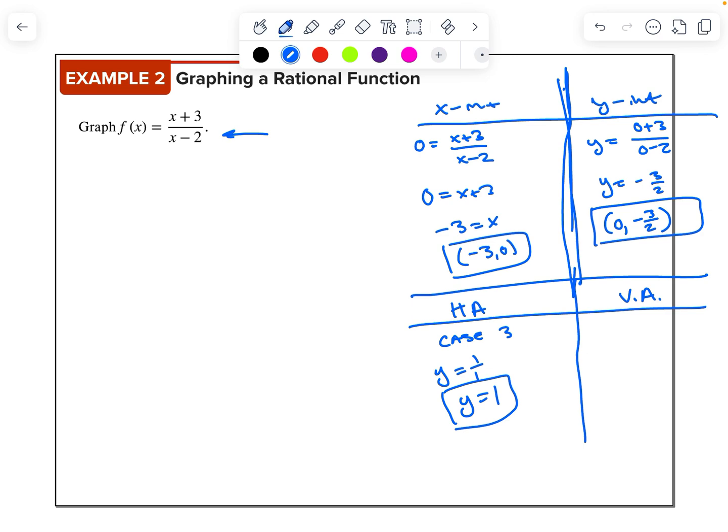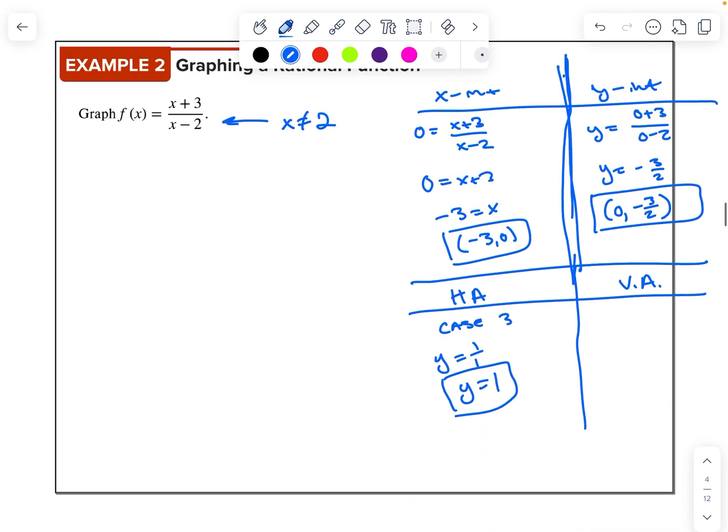Vertical asymptote, we're looking for what would make the bottom 0. X cannot be 2. And is that removable? In this case, since that is not removable, then we have a vertical asymptote at x equals 2. And I'm going to go ahead and mark those in red because I'm going to graph them in red.